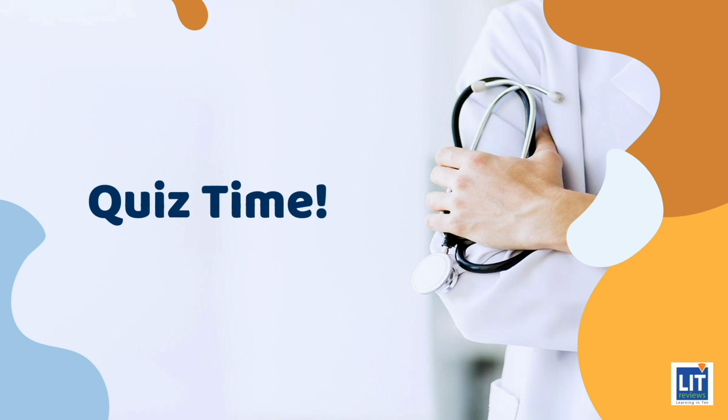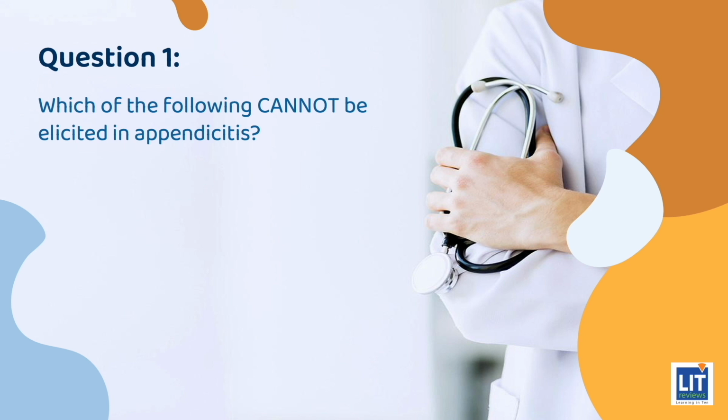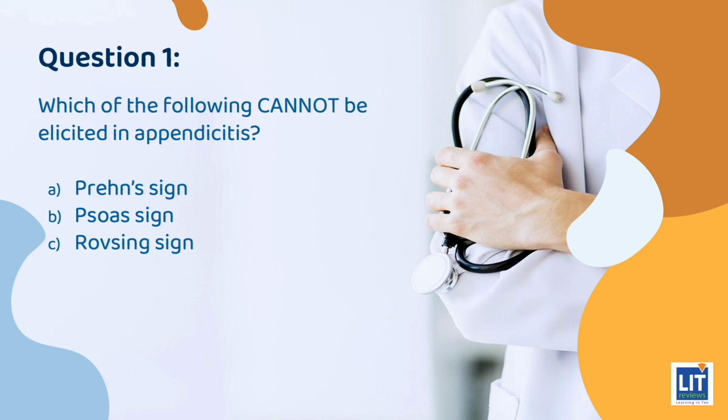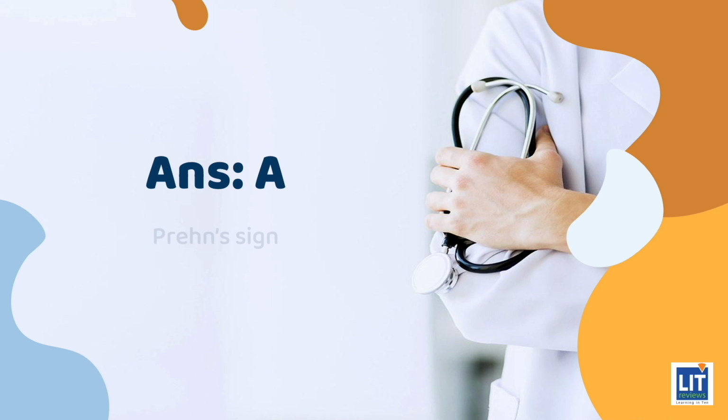Quiz time. Question 1. Which of the following cannot be elicited in appendicitis? Is it Prenz sign, Sower sign, Rolfsing sign, or Dunphy sign? The answer is Prenz sign.